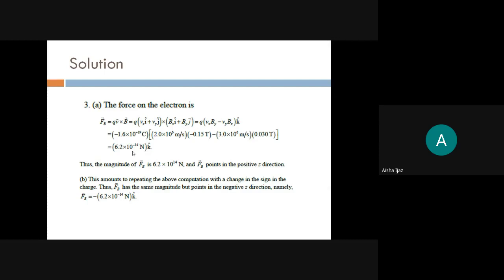The magnetic force will be 6.2 times 10 to the power minus 14 newton, and the direction will be k. The magnitude of the force is 6.2 times 10 to the power minus 14, and the direction is positive k. But whenever you flip the sign, here Q will be for the proton, you will see the same result, but only the sign will change. You can just check it: by putting the positive charge, plus 1.6 times 10 to the minus 19, you will get a result which will be negative, so the force is pointing in the negative z direction for the proton. I hope, students, this problem is clear to you.